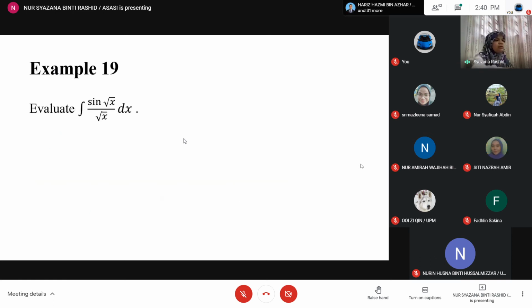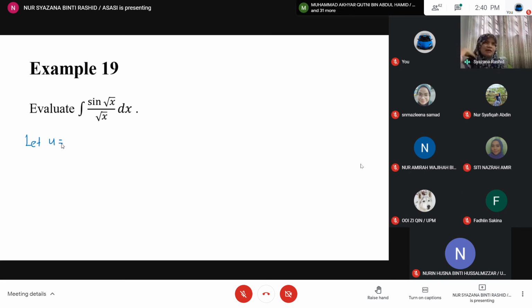Okay, now I want to discuss 19. This is indefinite, so I don't have to change the limit. Now share with me what substitution to use here. Well, you need to think of what will happen if you differentiate that substitution. That will help you to choose. So you have to think back, if you differentiate, what do you get for this choice.